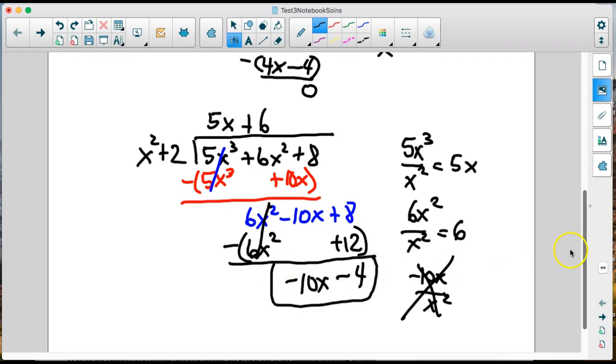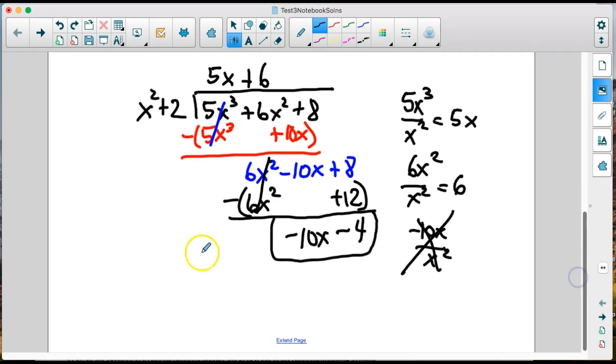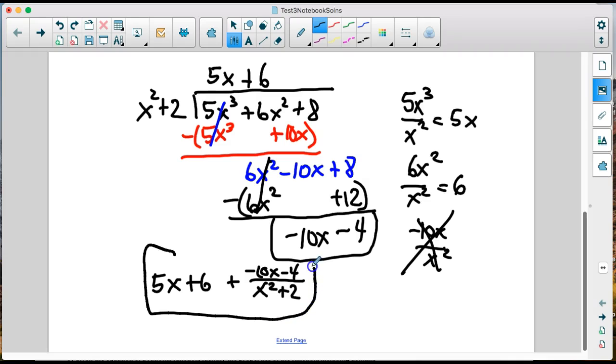So the answer to this problem is going to be 5x plus 6 with a remainder of negative 10x minus 4 divided by x squared plus 2, because that's what we're dividing by. That's going to be our denominator. So this is the solution to part B.